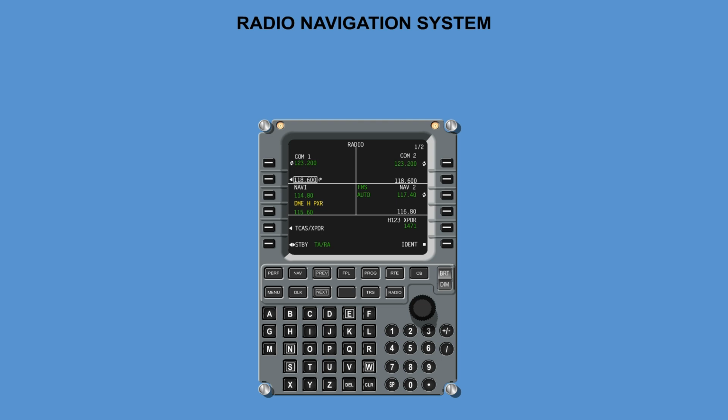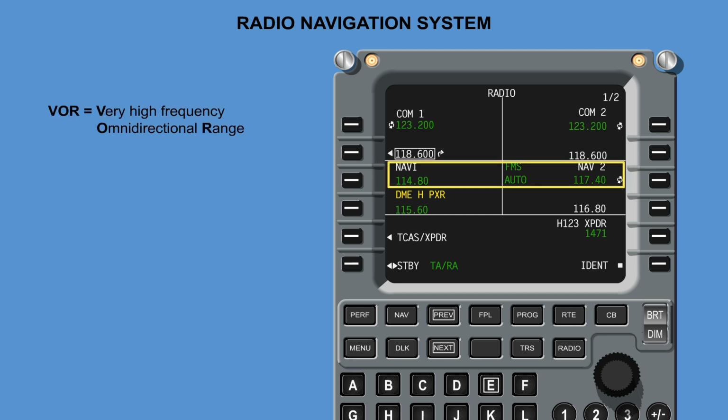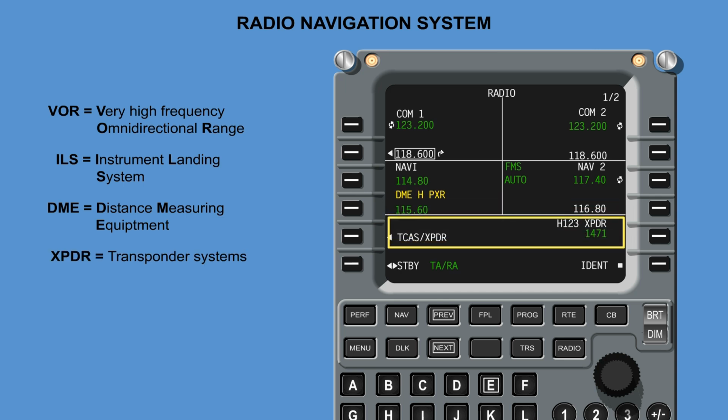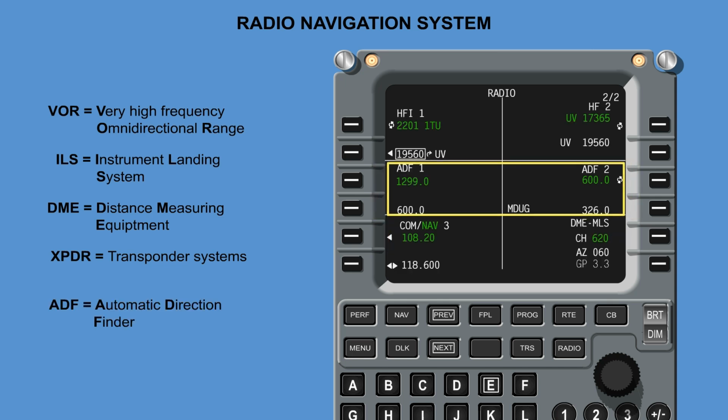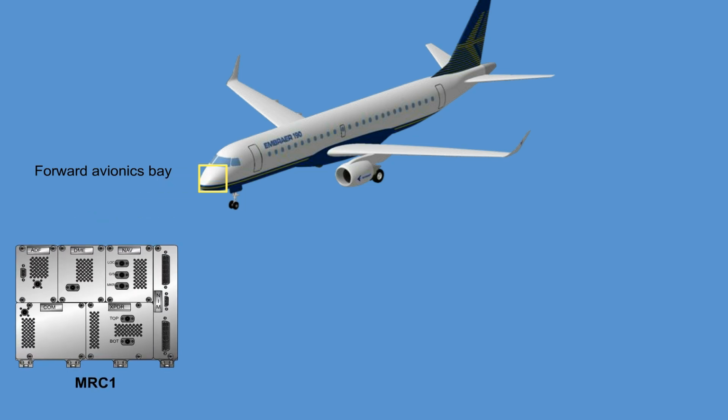Radio Navigation System. The Primus Epic radio system on board the airplane comprises the standard navigation functions including very high-frequency omnidirectional range, VOR, instrument landing system, ILS, distance measuring equipment, DME, transponder systems, XPDR, and automatic direction finder, ADF. The radio navigation system utilizes system modules housed in two remote-mounted modular radio cabinets.